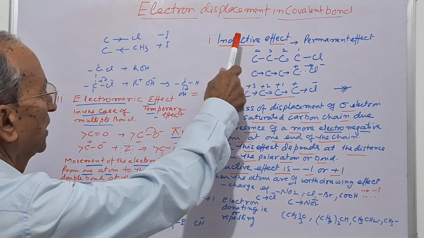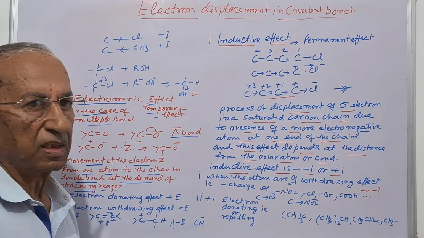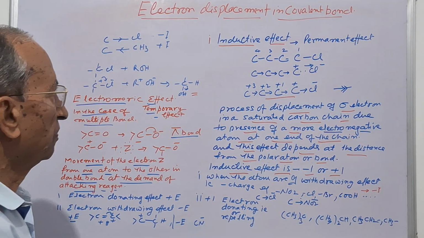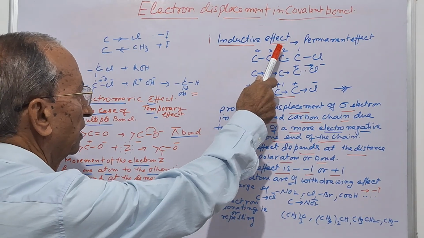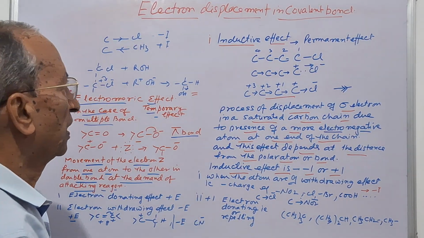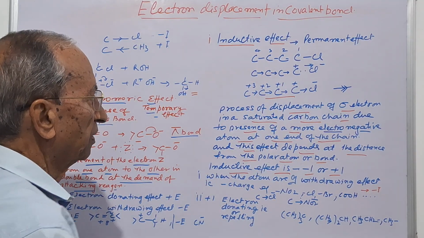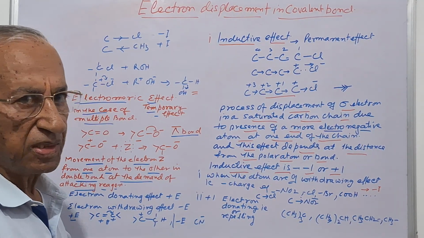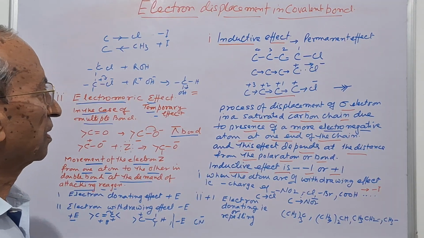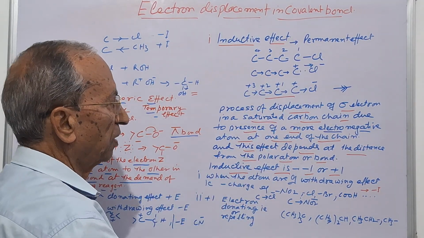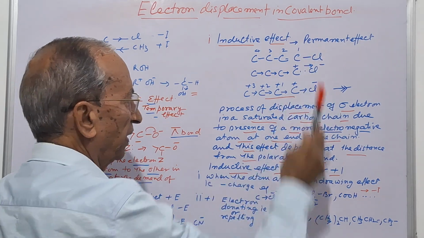Now, how does the displacement of electrons take place in a covalent bond? Today I will discuss the inductive effect and the electromeric effect. Inductive effect: in the case of saturated hydrocarbons, this inductive effect is found. It is a permanent effect.